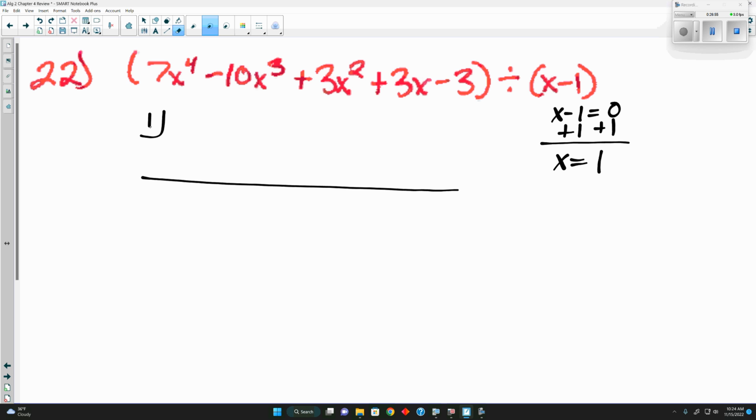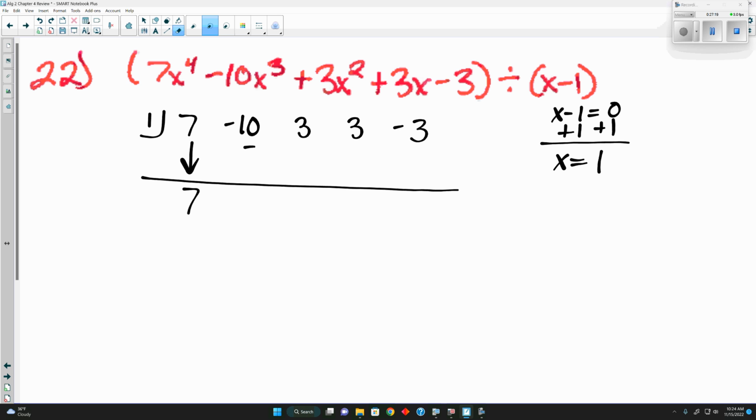The numbers across the top, so we'll have 7 for x to the 4th, negative 10 for x cubed, 3 for x squared, 3 for x, and negative 3. Now remember, if there is a term missing, since we had x to the 4th, we need the 3rd, 2nd, squared, 1st, and constant. If one of those is not there, we have to put it back in as 0. Now we can go on and do this.